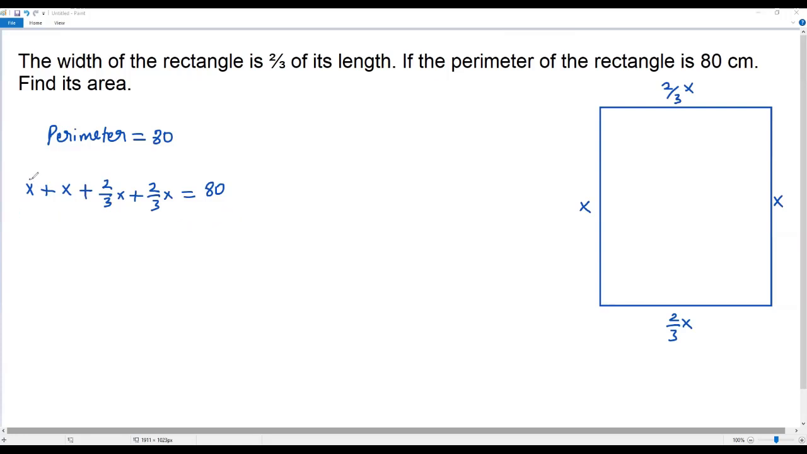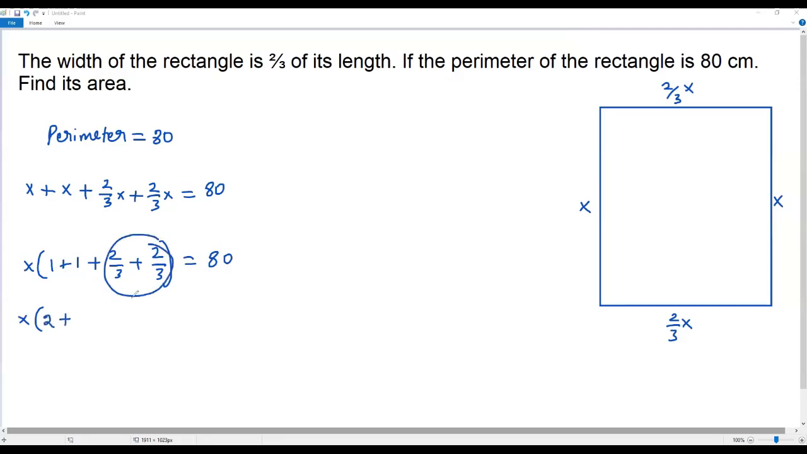So on the left side, each term contains x, so we can factor x out. If I factor x out, then I'll be getting 1 in the first term, 1 in the second term, and 2/3 left in the third term, 2/3 left in the fourth term. So I'll be getting x times (1 + 1 + 2/3 + 2/3) equals to 80. Okay, let's do further simplification. 1 plus 1 will become 2.